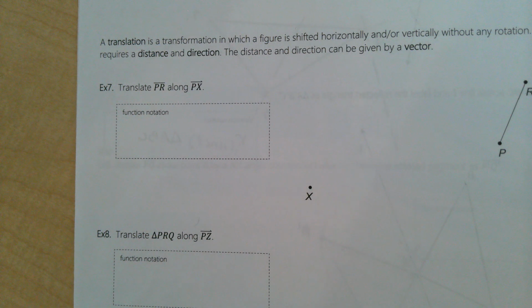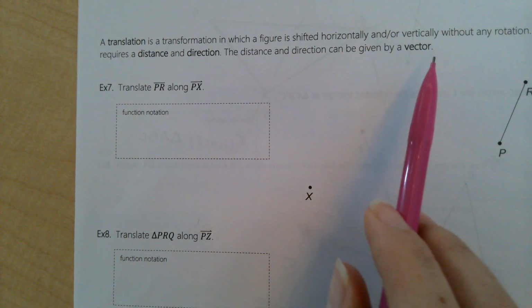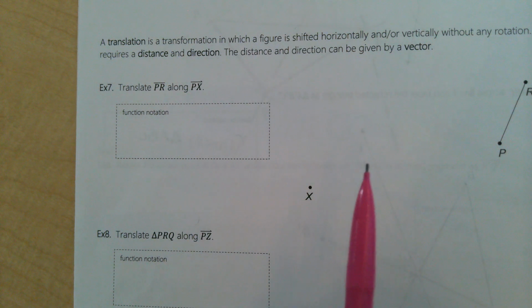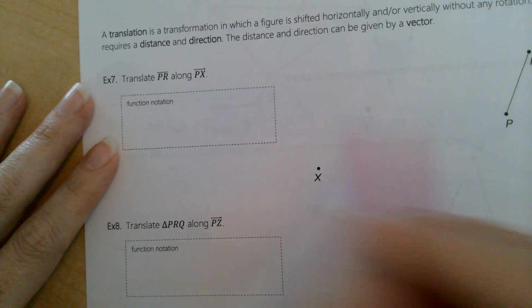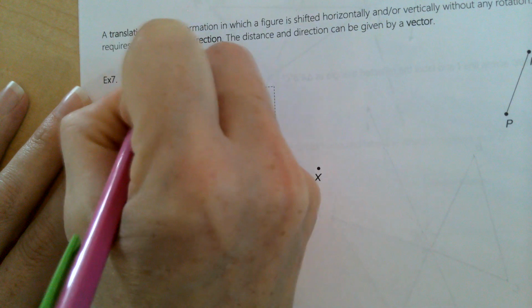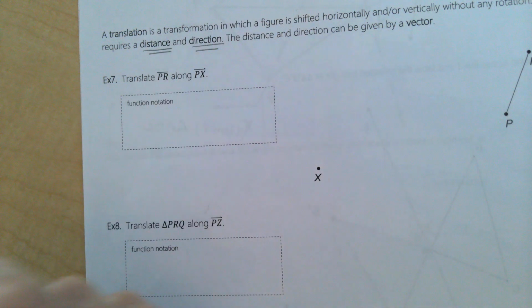All right. A translation is a transformation in which a figure is shifted, right? Horizontally, vertically, but it does not rotate it, it does not reflect, okay? A translation requires two things. It requires distance and direction, okay?